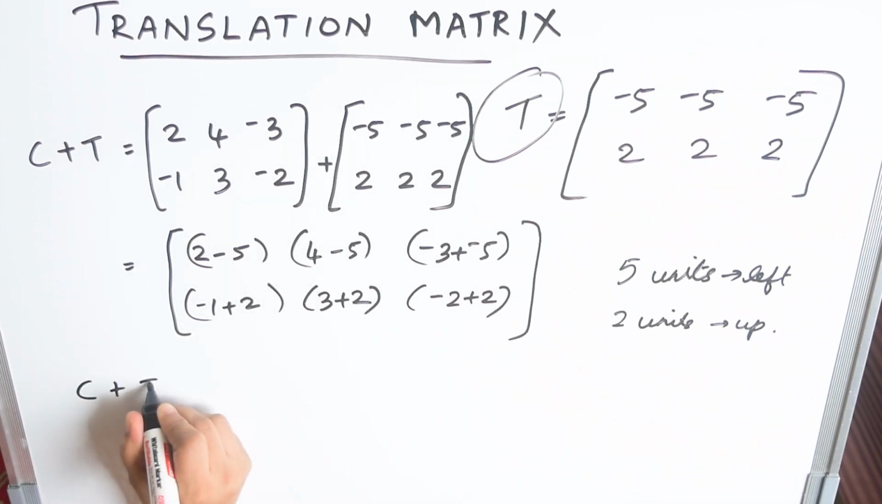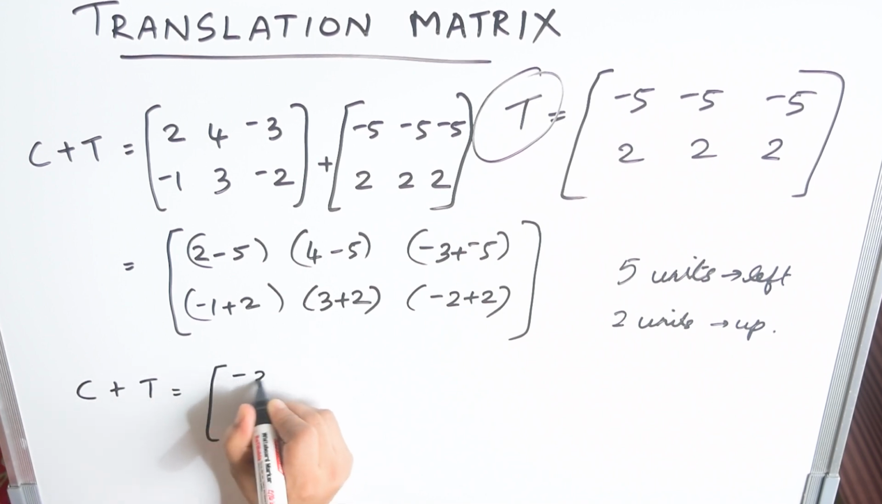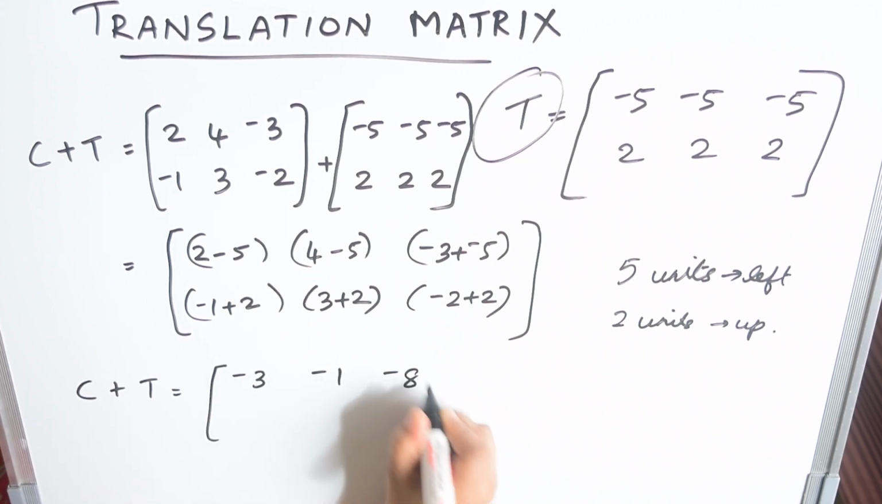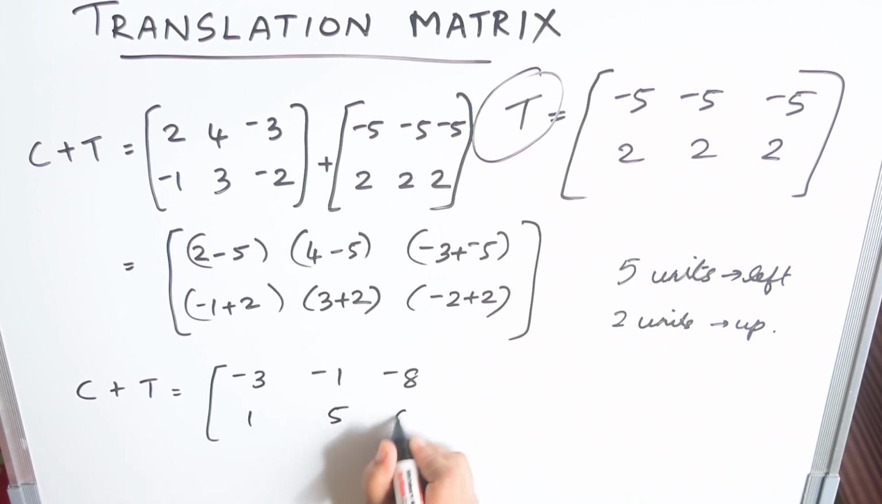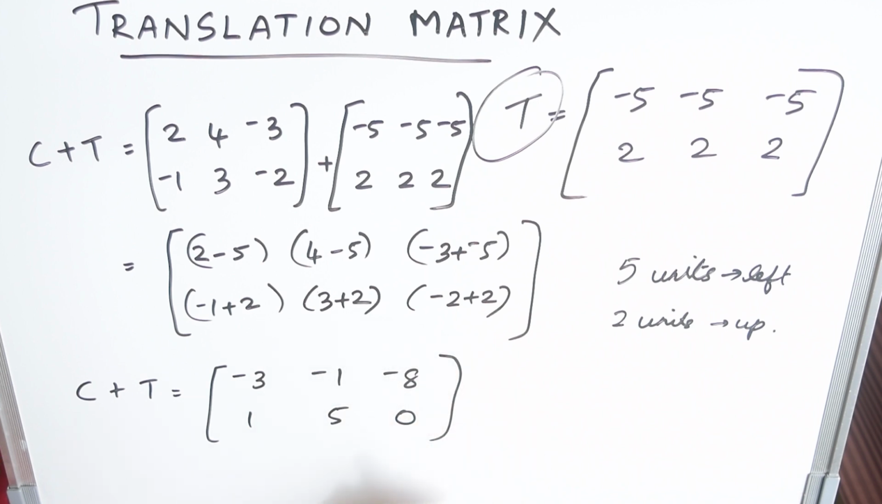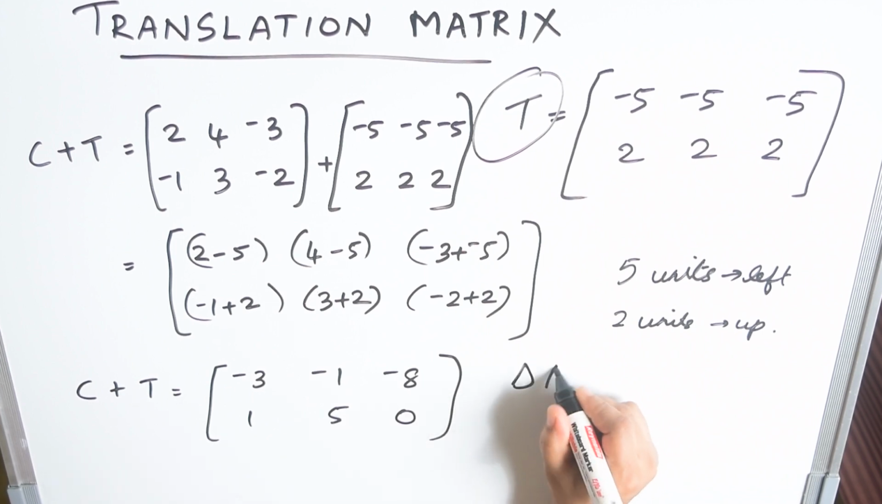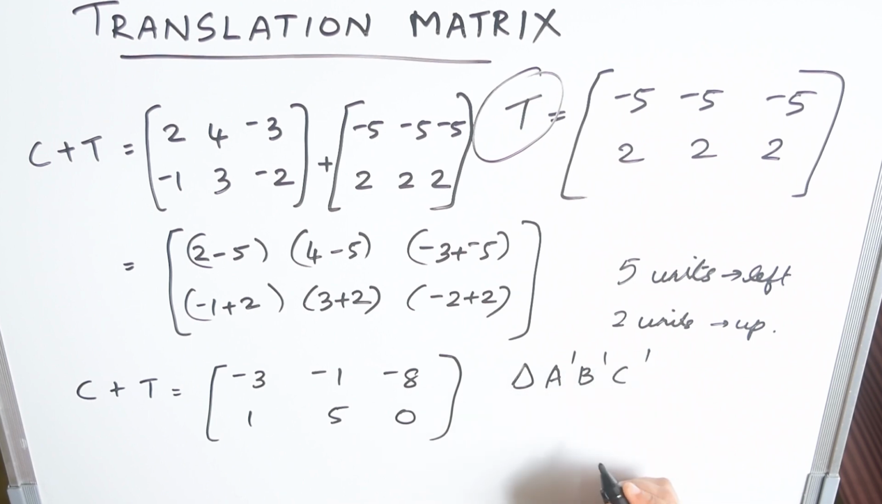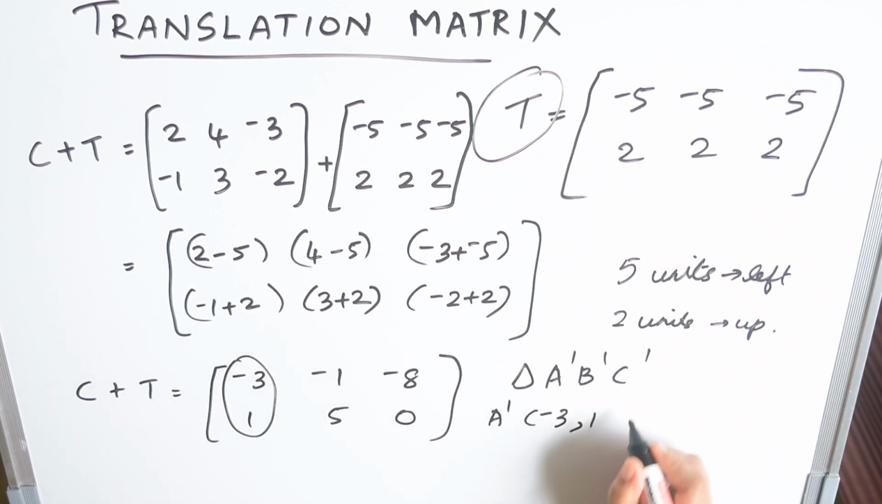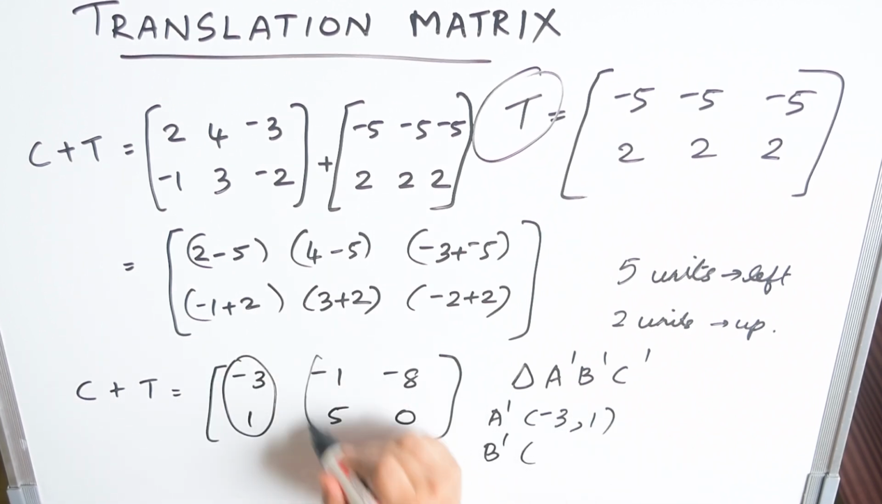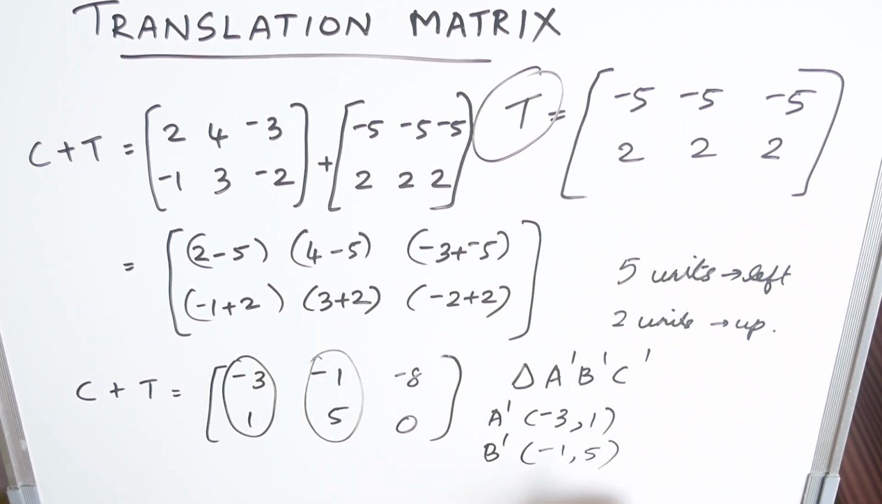So we will get C plus T is equal to minus 3, minus 1, minus 8, 1, 5 and 0 after computing this. This will be the coordinates of the new triangle which we get after translation. So let the new triangle be triangle A dash, B dash, C dash, where A dash will be equal to minus 3, 1, B dash will be minus 1, 5 and C dash will be equal to minus 8, 0.